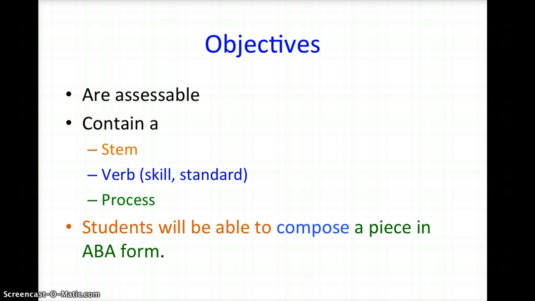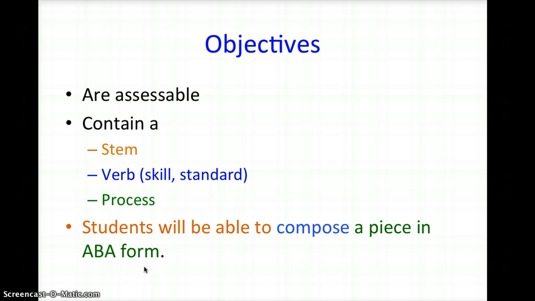So when you're creating an objective, the first thing that you need to know is that it must be accessible. In other words, there must be some way that you can investigate if students are actually achieving the goal that you're setting for them. They need to contain three parts. One, a stem, and then you want a verb, which is your skill or your standard, okay? And then the process. So here's an example. Students will be able to, that's the stem, compose, that's the skill, a piece in ABA form.